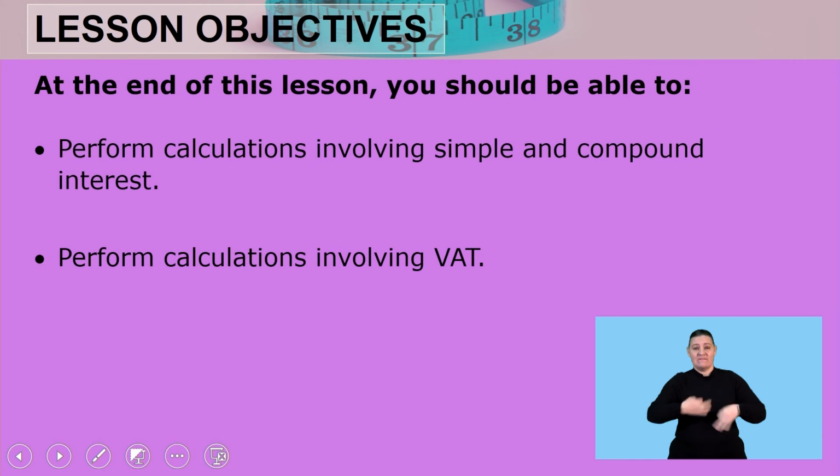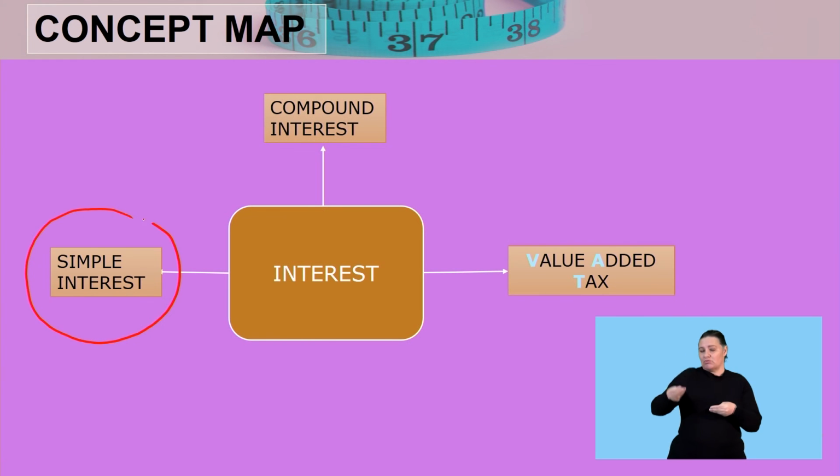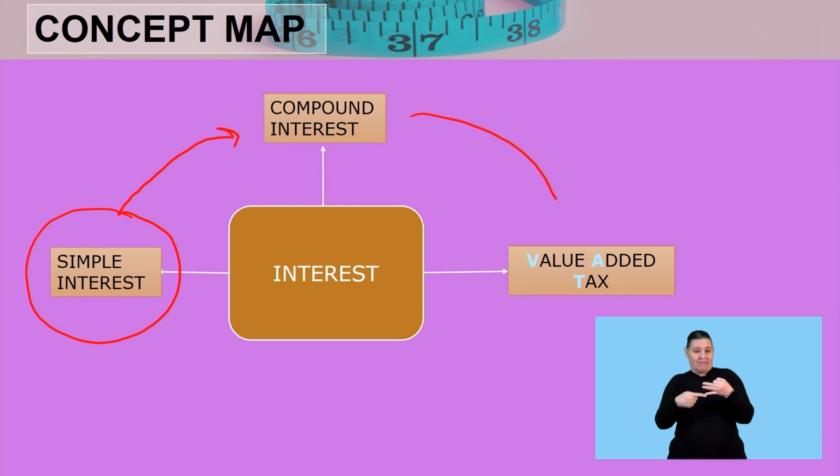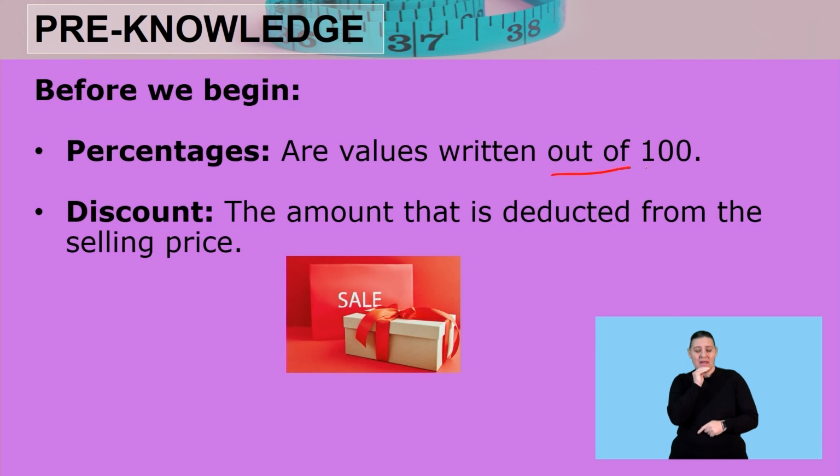Let's get into it. The concept map. So we're going to start with simple interest, flow to compound interest, and then we'll end off with VAT, value added tax. Can't wait. But before we begin, percentages are values written out of 100. Remember the percentage symbol.